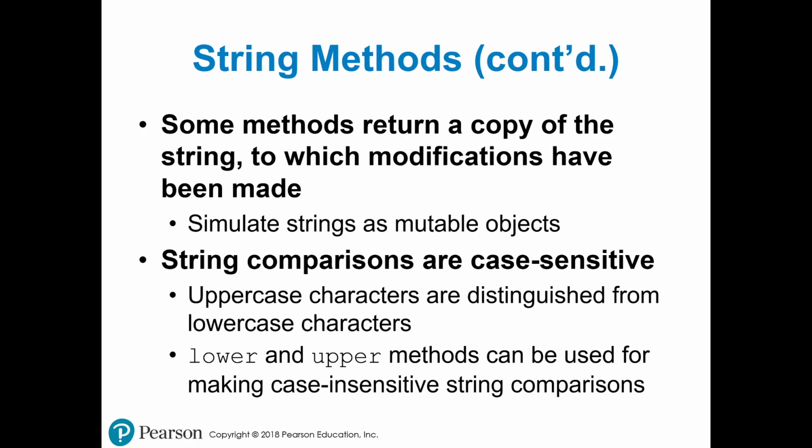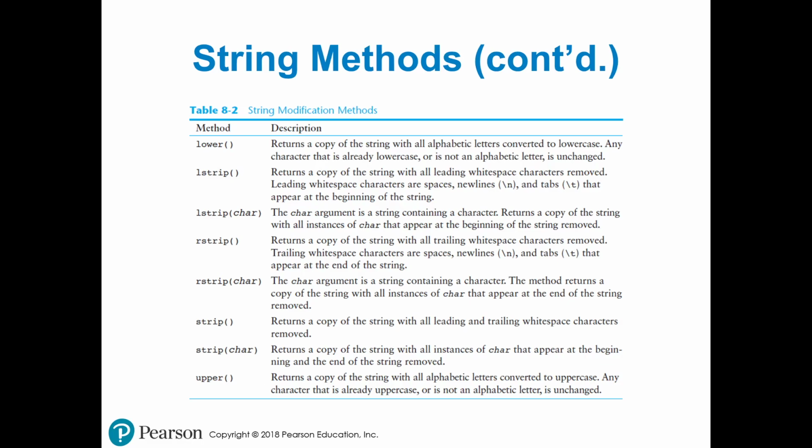Uppercase characters are distinguished from lowercase characters, so a capital A and a lowercase a will not match. We can use the lower and upper methods if we want to make case insensitive string comparisons. The lower method returns a copy of the string with all of the alphabetical characters converted to lowercase. So this is basically going to turn all the letters in the string to lowercase.